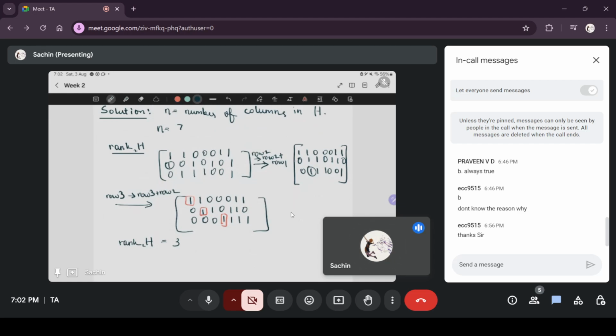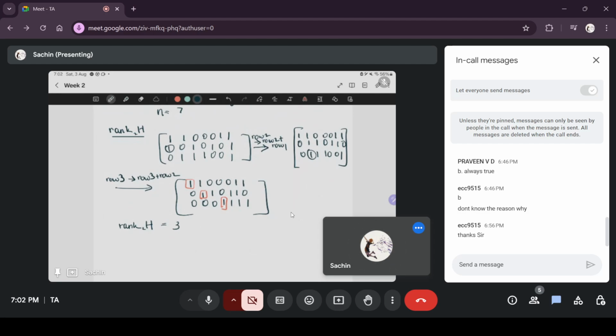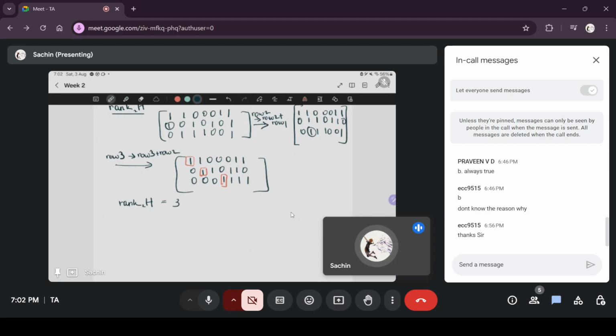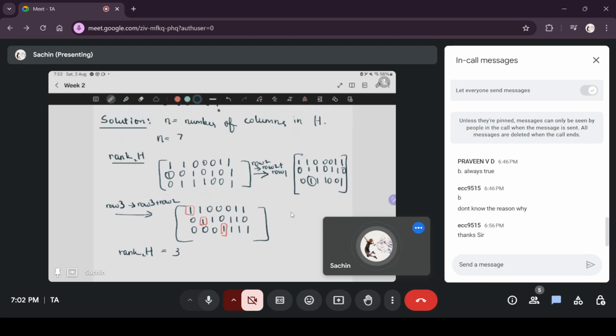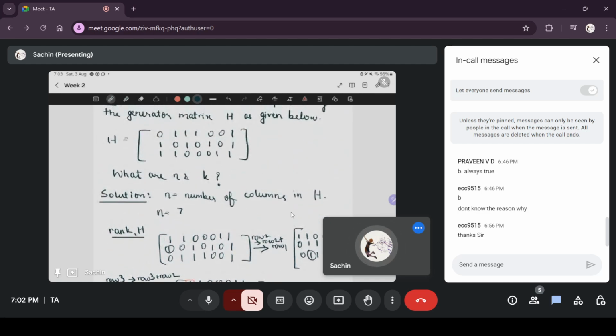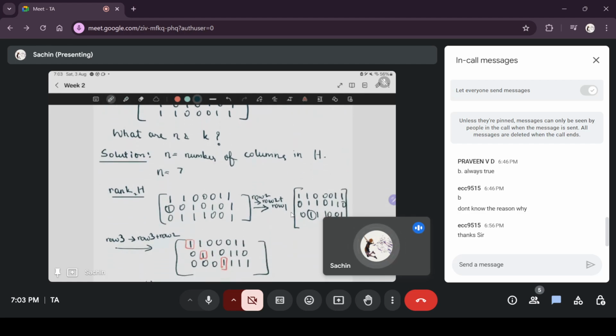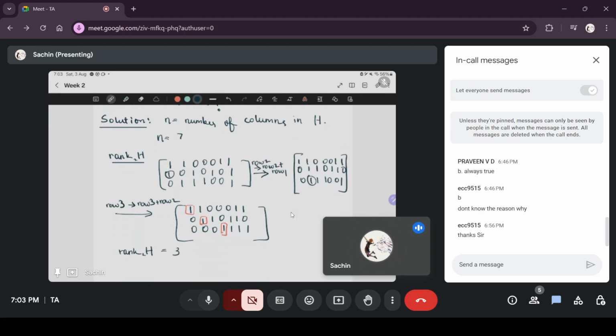And here when I am doing row 2 plus row 1 and row 3 plus row 2, it's done in binary. So I am adding these two rows bitwise in binary. So you have to keep that in mind. If you forget that they are binary numbers and try to find the rank, you might get a different rank if you treat them as real numbers. So the rank won't be the same in the real space and in binary space.